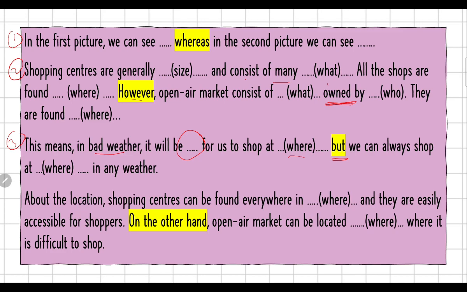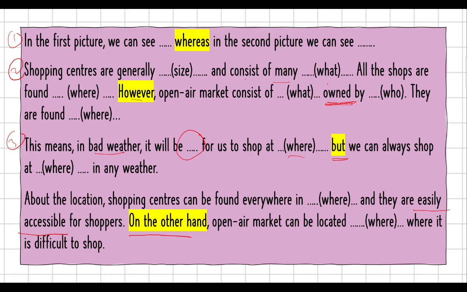About the location, shopping centers can be found everywhere in where? And they are easily accessible for shoppers. Easily accessible, mudah untuk shoppers pergi. On the other hand, open air market can be located di mana where it is difficult to shop. Okay, I want you to pay attention to these words that I highlighted.